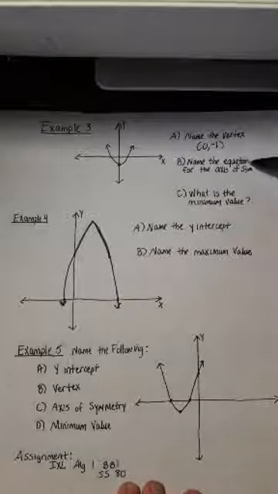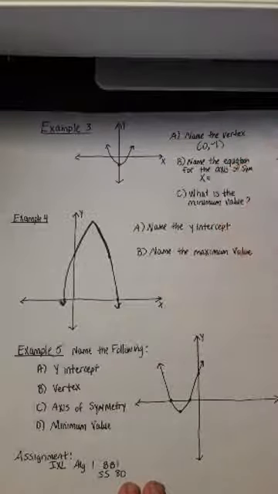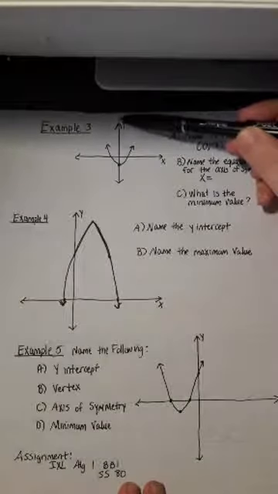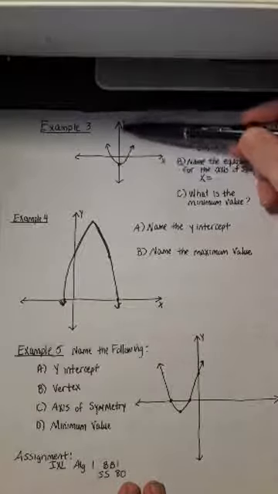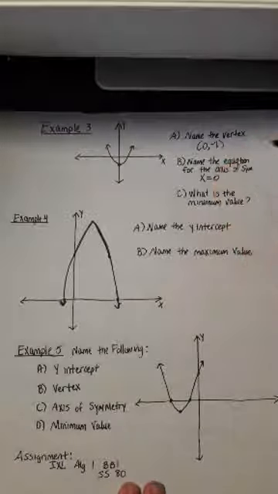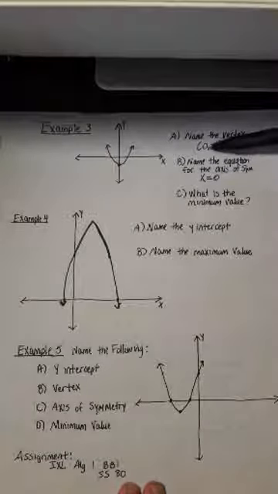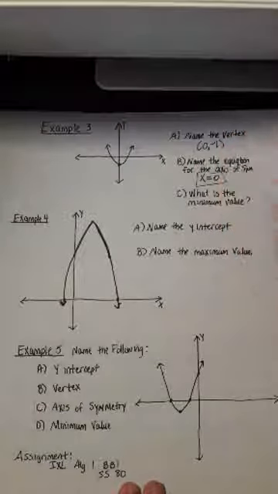Then it says name the equation for the axis of symmetry. Remember, the axis of symmetry is always x equals, and then it is just going to be the x coordinate where the line goes through your vertex. Okay, so x equals 0. And if that didn't make sense to you, your number for your axis of symmetry is always going to be the x coordinate in the vertex. X equals 0.